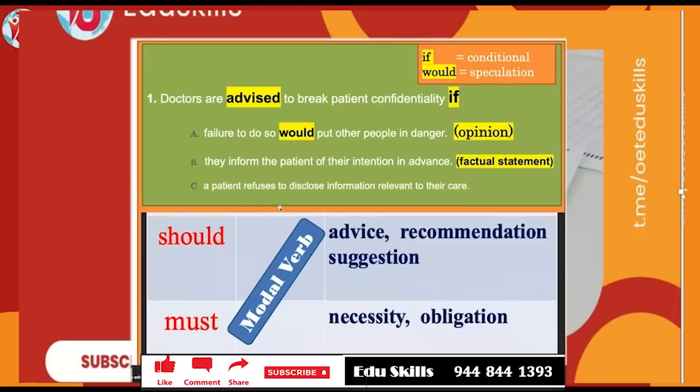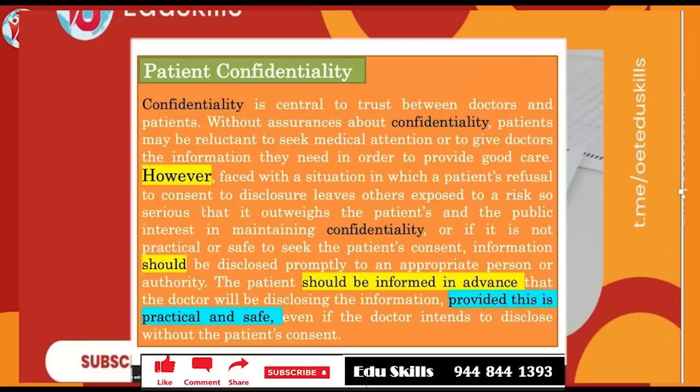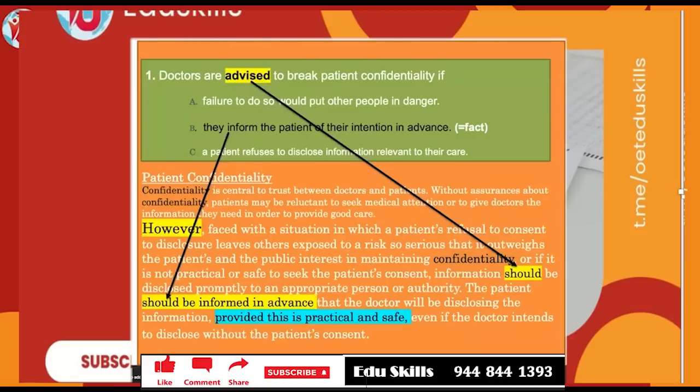So modal verb should is used here, which means advice, which is also given here. And you will see in the paragraph, should is used, should be informed, should be disclosed promptly. Did you get the idea? Yes. See, this should means advice, recommendation, or suggestion, or modal verb. Doctors are advised to break patient confidentiality. Should is here, should be informed in advance.